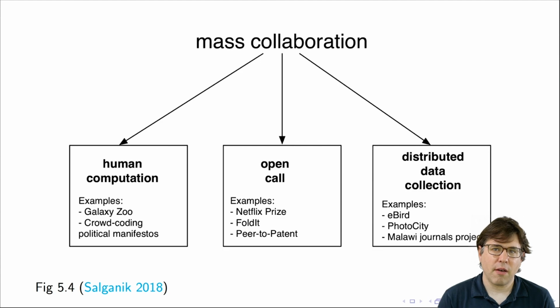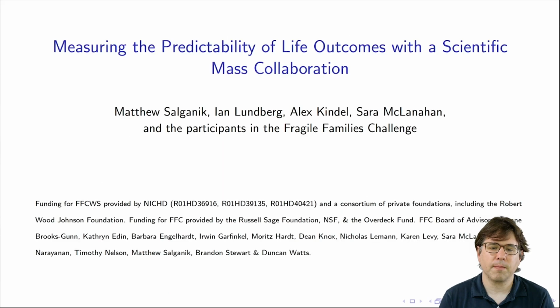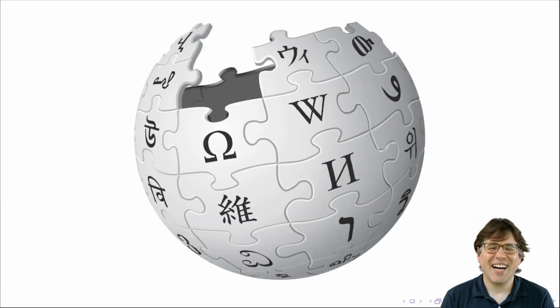So in Chapter 5 and in the previous videos, I split up mass collaboration into three categories. And this video is about an example of an open call project. Okay, so this project is one that I worked on with actually hundreds of people. It was co-organized by myself, Ian Lundberg, Alex Kindle, and Sarah McClanahan, and it involved hundreds of researchers from around the world participating. In fact, some of you may have participated, and if so, thank you very much.